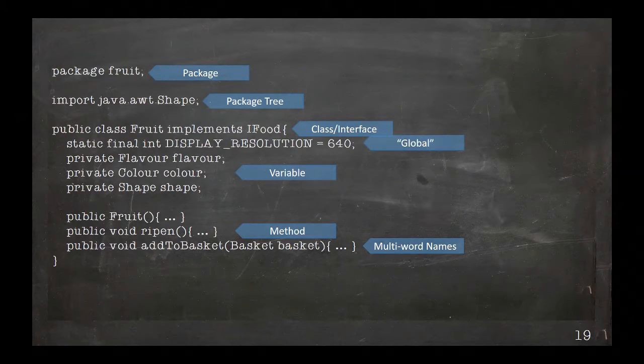Instead of putting 640 in your code, now if we want to change it to 1280, we only have to change it in one spot. And then every time you see that name, you know exactly it means display resolution, as opposed to seeing a magic number in your code.